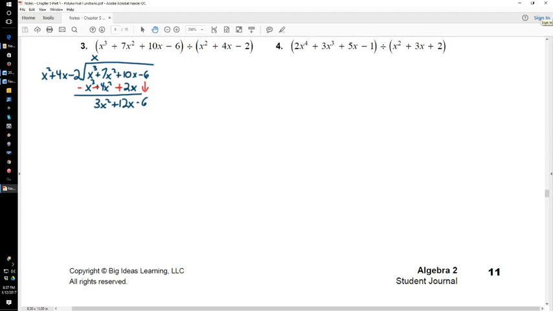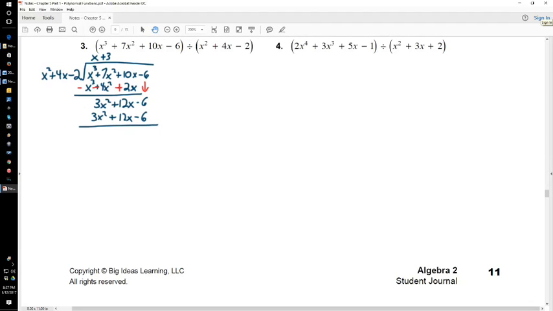This time I'm going to multiply by 3, again, because 3 times x squared is 3x squared. We're distributing just like the last one. Distribute there, distribute there, distribute there. 3 times x squared is 3x squared. 3 times 4x is 12x. And 3 times negative 2 is negative 6.